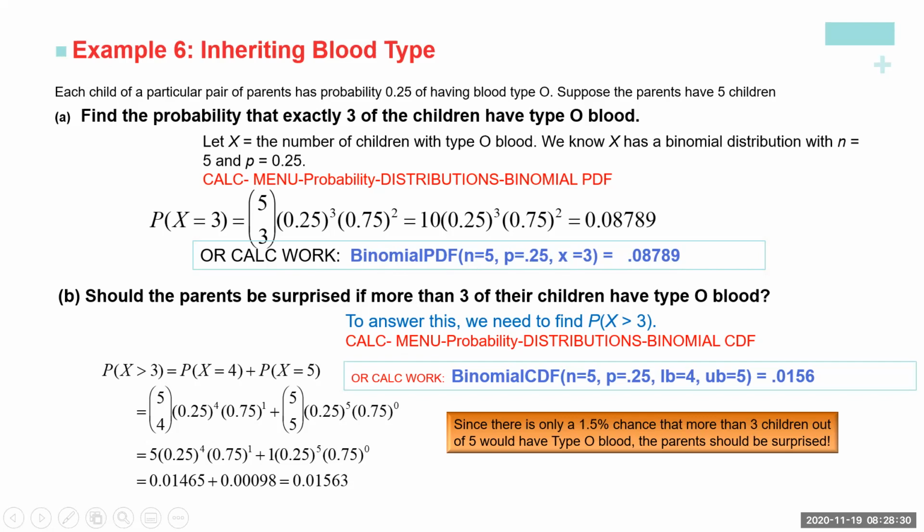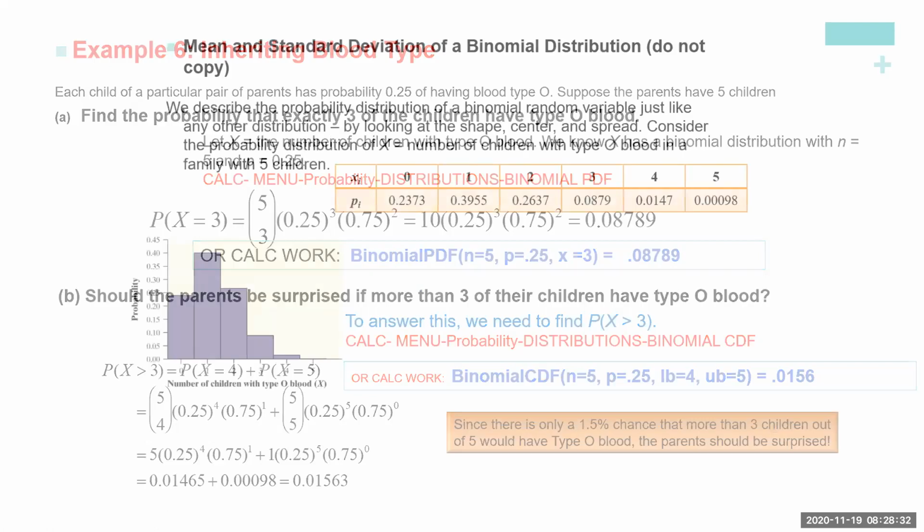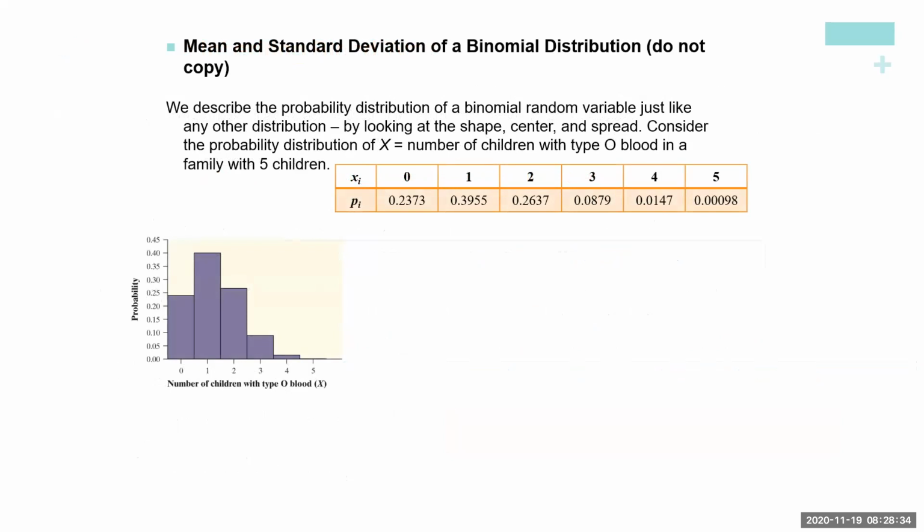Again, AP test, no work, no credit. So let's look at mean and standard deviation. We describe the probability distribution of a binomial random variable just like any other distribution, by looking at the shape, the center, and spread. And consider the probability distribution of X, the number of children with type O in a family with 5. It gives us this probability of each one here.